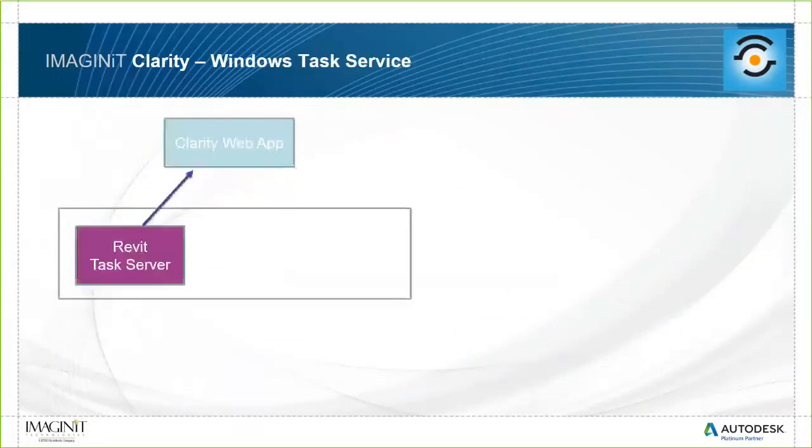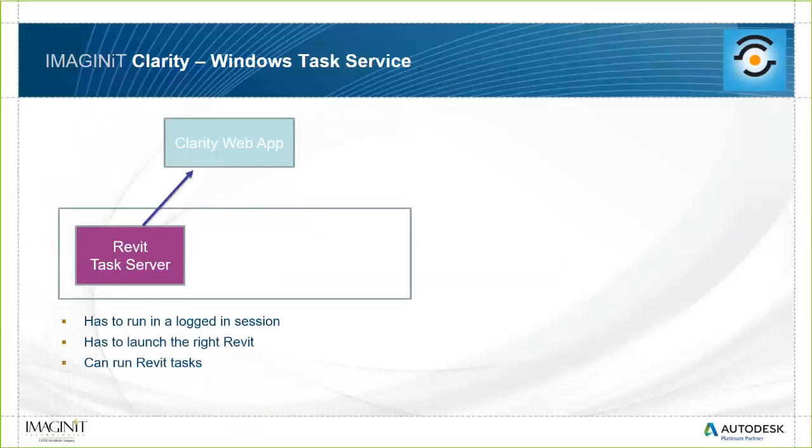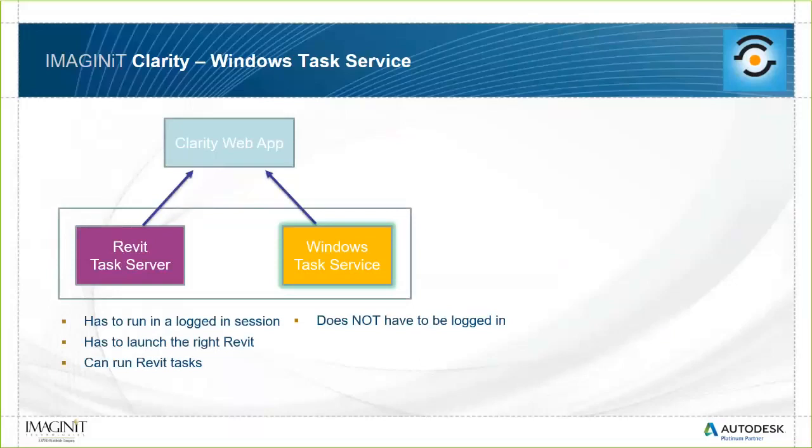So the first thing we're going to be talking about here is the Windows task service. A standard task server has to run in a logged-in session, as we know, and has to launch Revit, the right version of Revit, to run a certain task, since it's running the Revit tasks. The Windows task service is a separate kind of task processor that will be installed on the task server. This doesn't even have to be logged in because it's a service. It can be just running in the background on any computer, and it can run certain tasks that don't really require Revit to run.